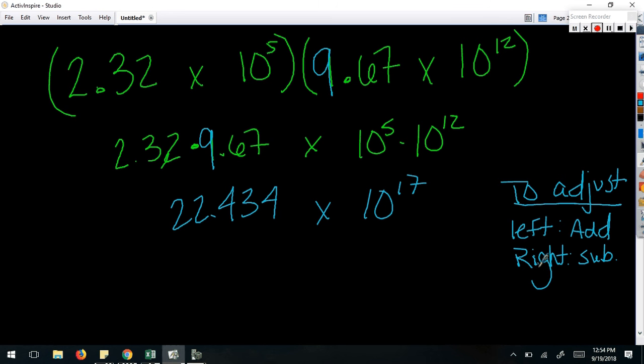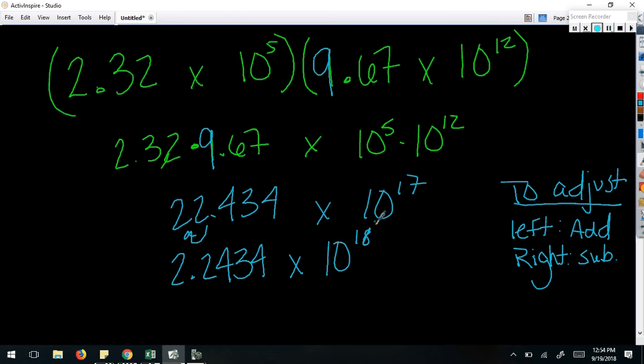Wait, but you just move the decimal to the right position. Well, but I want to keep it in scientific notation. If I start in scientific notation, I want to end in scientific notation. So I need to move it left one time. So it's 2.2434 times 10 to the 18.